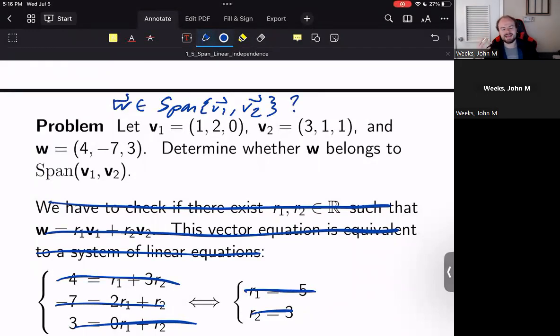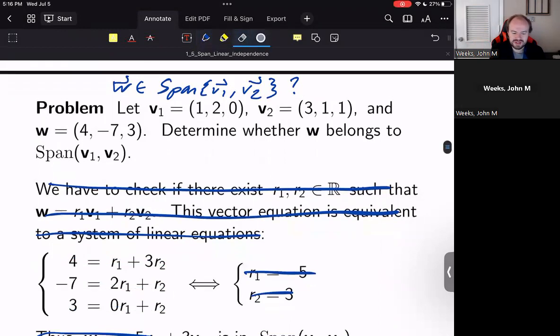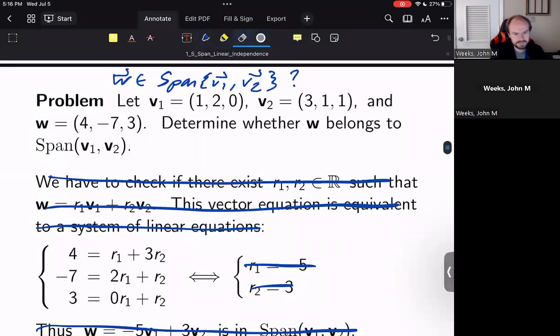Is it the case that if you have V1 is 1, 2, 0, and V2 is 3, 1, 1, you can see that these are both coordinates in R3. And let's let W be 4, negative 7, 3. Let's determine if W belongs to the span of V1 and V2. Now, in order for it to do this, it has to satisfy a system of equations. Here's that system of equations. See if you can see where this stuff comes from.